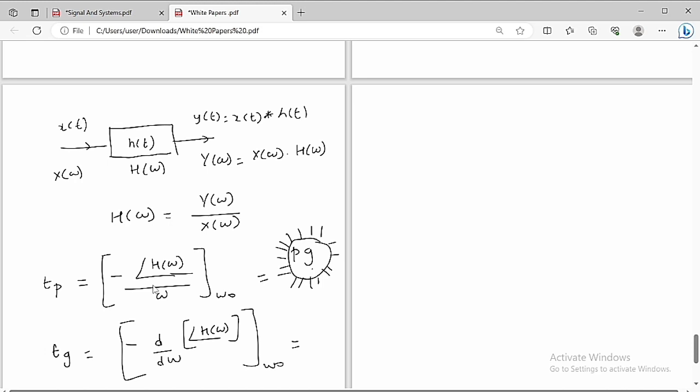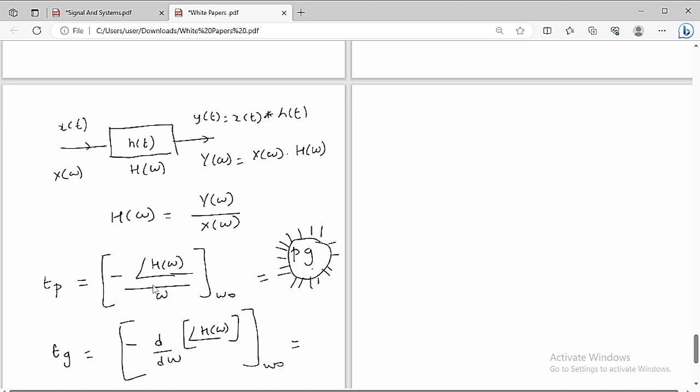So finally I can say, for an LTI system with impulse response h of t, if the input is x of t, then the output is y of t. Y of t is equal to x of t convolved with h of t. Applying the Fourier transform, for x of t the Fourier transform is X of omega, for h of t it is H of omega, and for y of t it is Y of omega, which is equal to X of omega into H of omega. So H of omega is equal to Y of omega by X of omega.